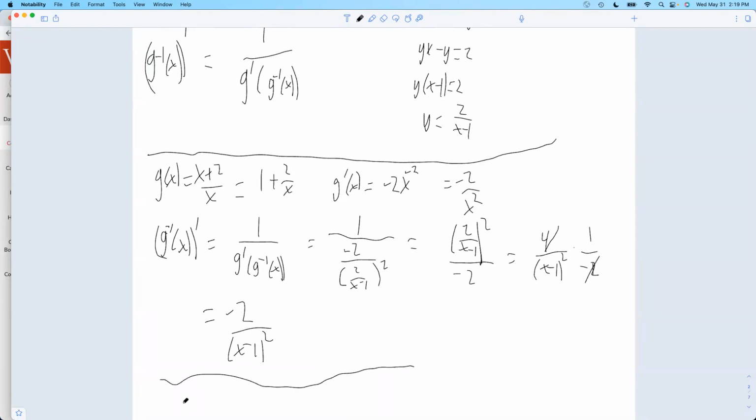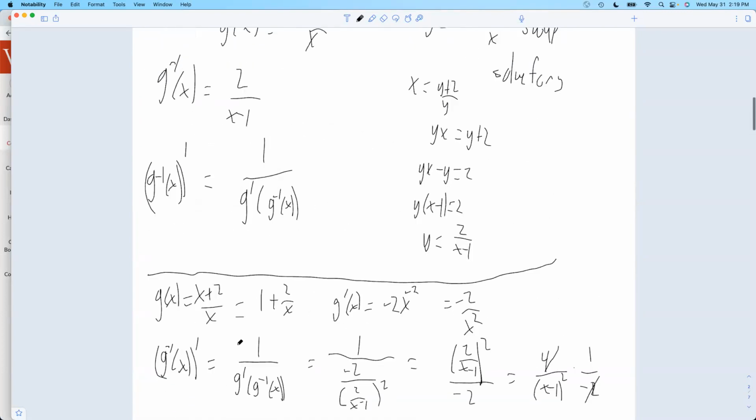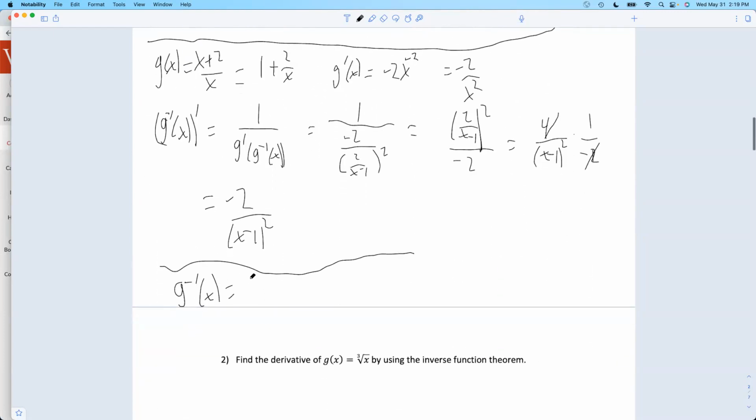Or we already know the inverse of our function. Our inverse was right here, 2 over x minus 1. We could just take this guy's derivative directly by just using chain rule here. I would write that as 2 times x minus 1 to the -1 power. Then his derivative, bring the power down. -1 times 2 is -2. And then the power drops down by 1. We get a -2. We get exactly the same answer.